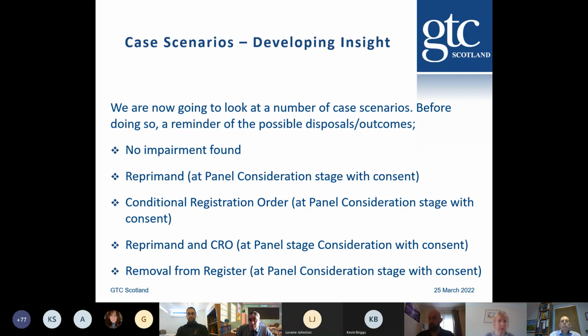And thank you to Bill Crawford, who I see has very helpfully put that slide into the chat facility, so you can all see the possible disposals as we move on. Good idea, Bill. Thanks for that.